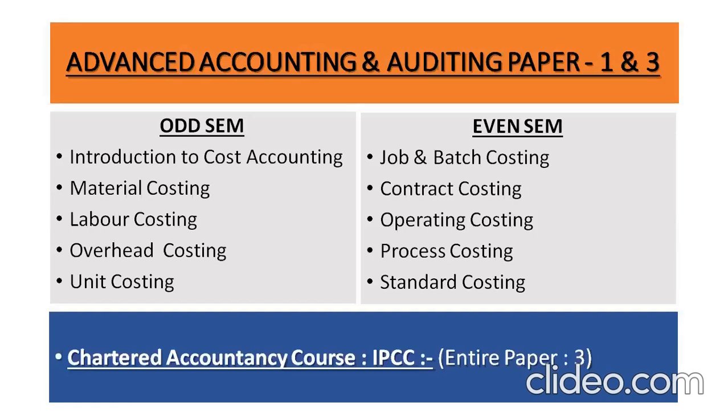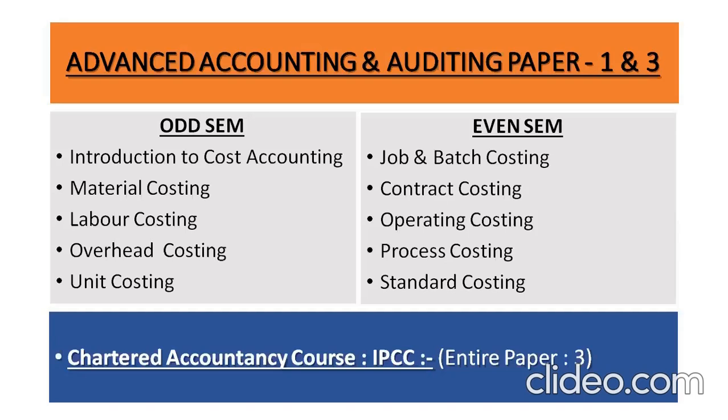Next, you are going to study overhead costing. As we hear these days that overhead cost is increasing day by day, how we are going to control the same will be taught to you in this heading. And lastly, you are going to learn unit costing, in which you are going to learn how to calculate the cost of a product. In the even semester, we are going to have certain topics like job costing and batch costing.